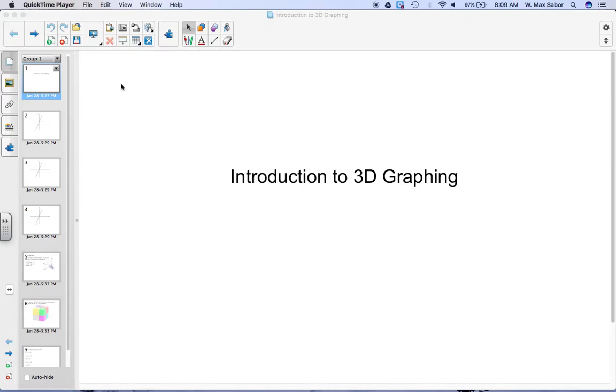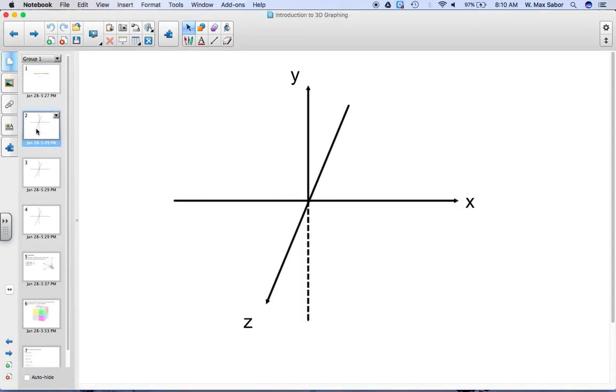Today we're going to talk about 3D graphing. What is a coordinate space, and how do we understand what we're looking at when we see a coordinate space? So here's an example of a coordinate space.